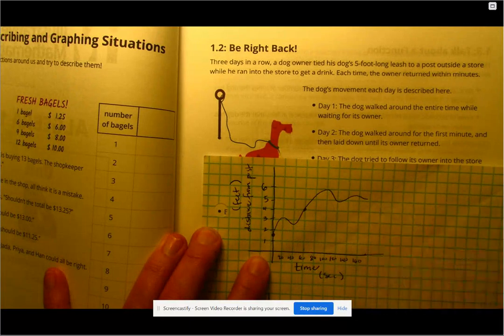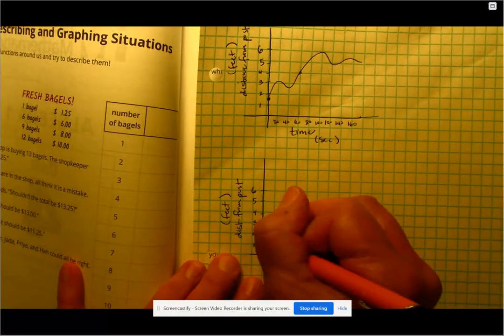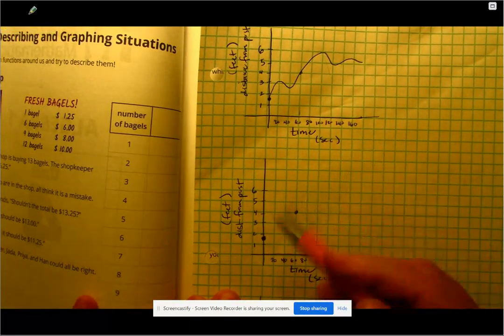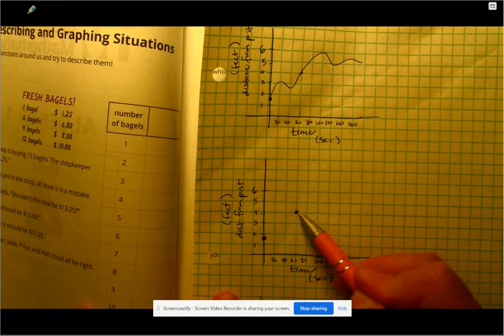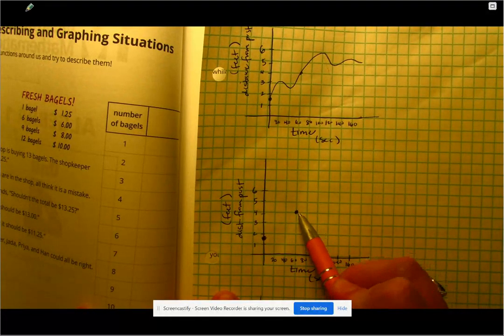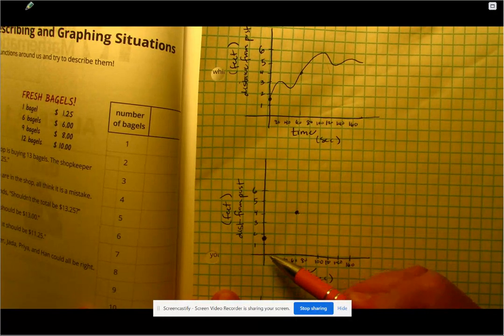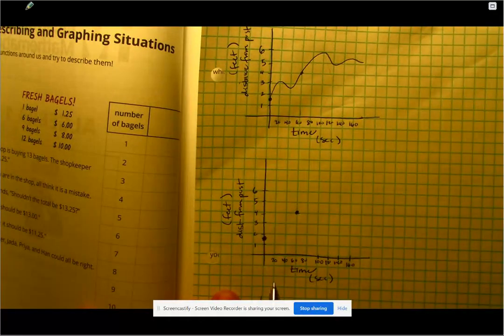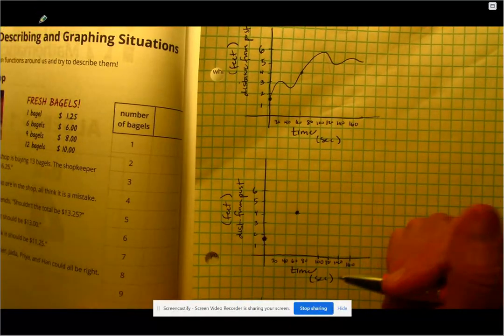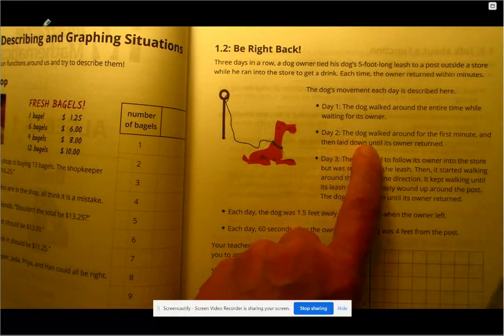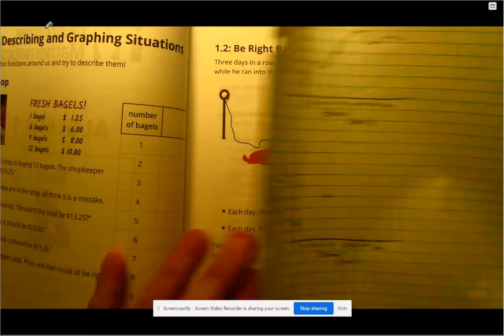So here in this one, we're not going to go too far into it. They give you 2 exact points in time that you do know the dog's exact distance, but they're just asking you to think to match a story with, as time goes forward, how far is the dog from the post? And they give you a different scenario. I think the second one says the dog walks around and then he lays down.